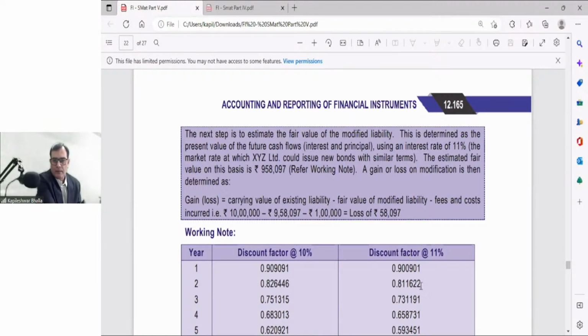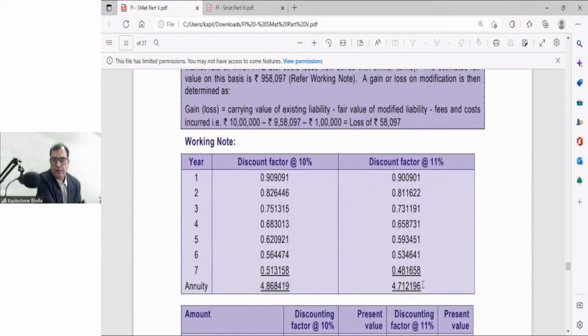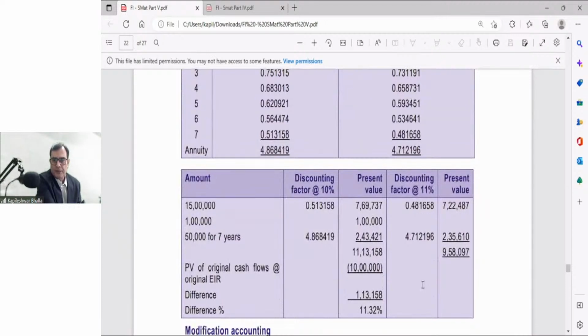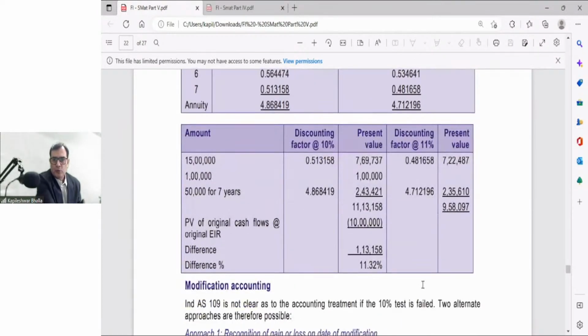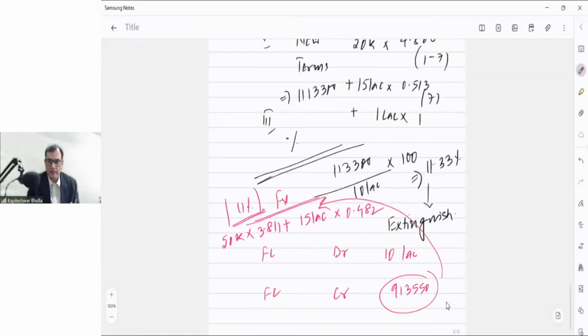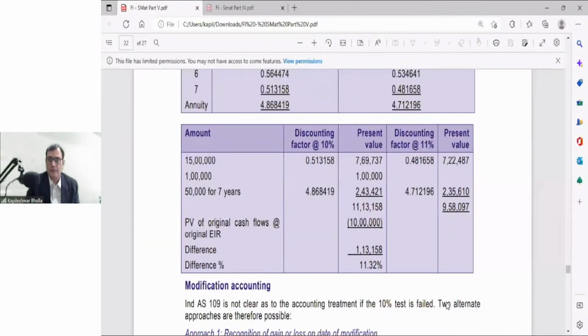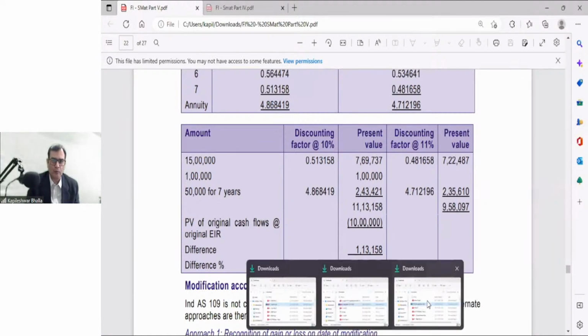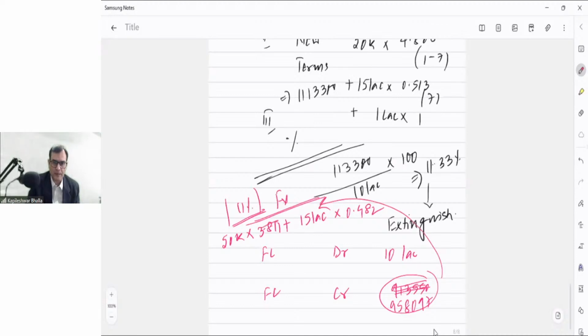No, I think this is not correct. Maybe I have some calculation errors on 11%. I think it's coming to a total of 958,097. So maybe some calculation errors, but you can get the fair value. So 50,000 will be discounted for the next 7 years. I think the factor was 4.712. So this is 4.712.